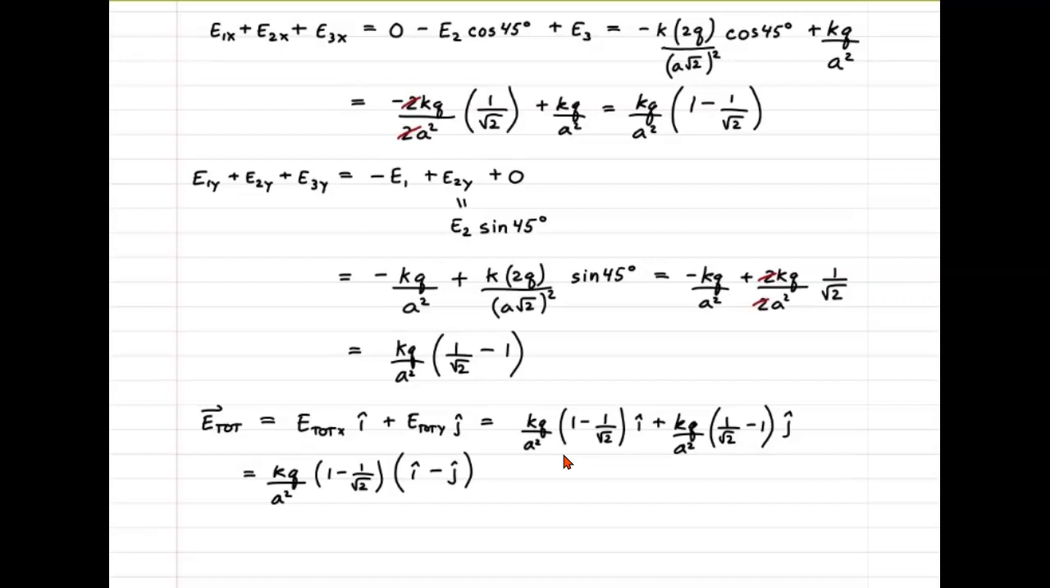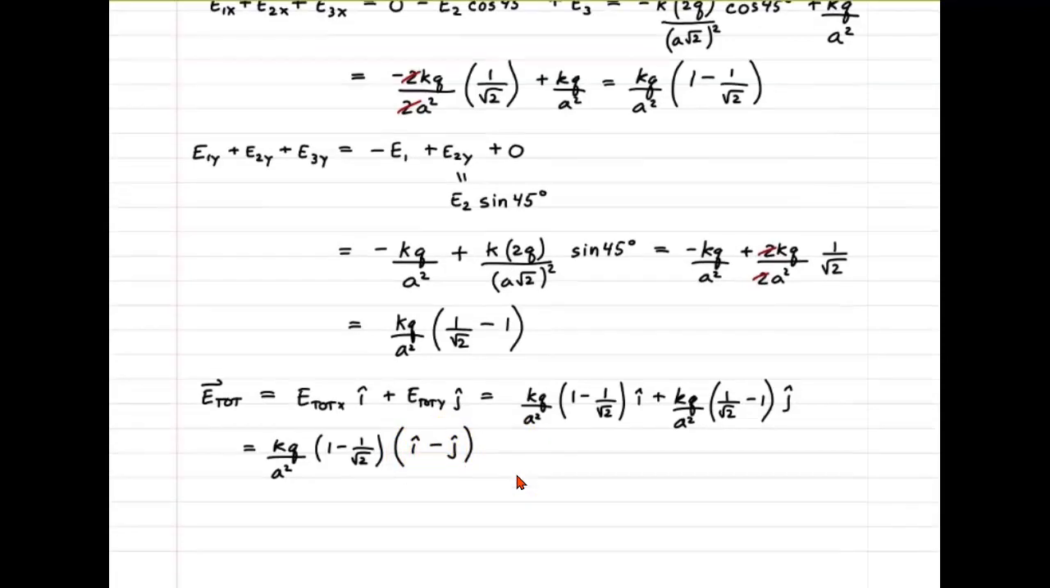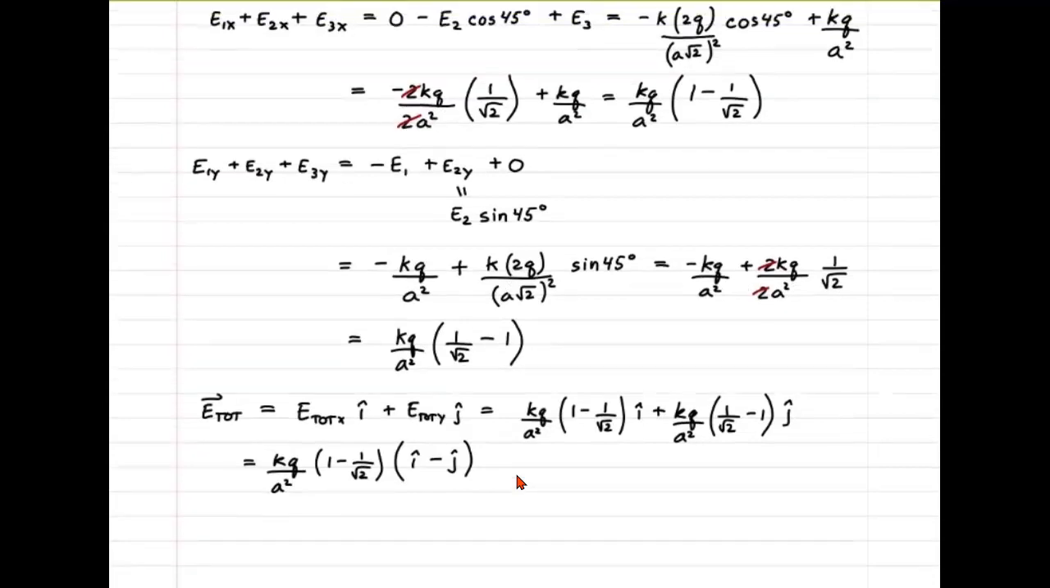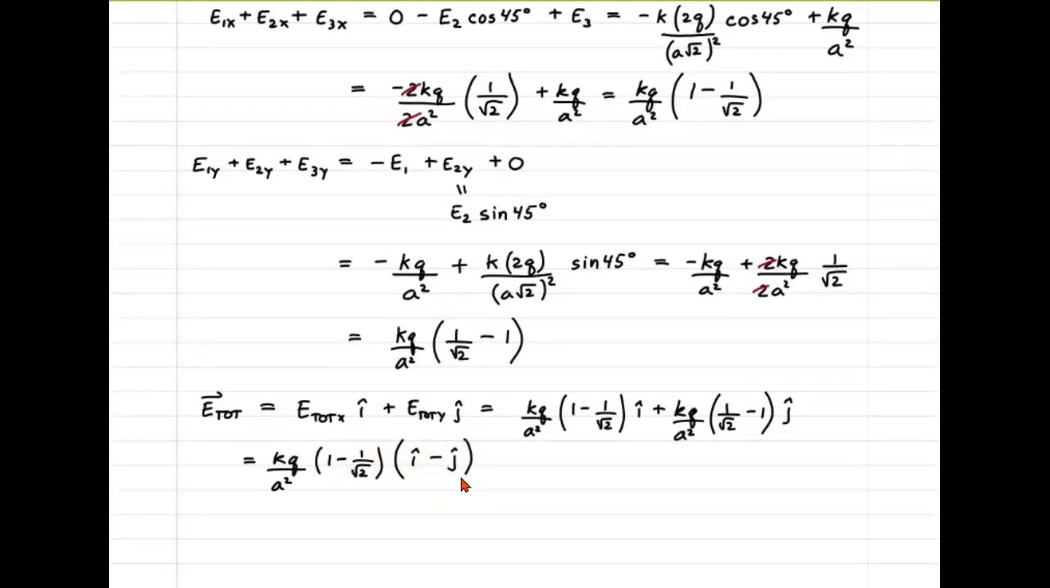Now, we know that this expression is positive, right? Everything is assumed positive. This expression is positive because 1 over root 2 is 0.7, and 1 minus 0.7 is a positive number. And then what we have is two components, one going in the i direction and the other going in the negative j direction. So if we were to draw this E total field, they both have the same magnitude, 1 and 1, so they're at 45 degrees. And it'll go down like this, right? Because one is going to the right and the other is going down. So this would be what E total will look like. It'll be going down and to the right.